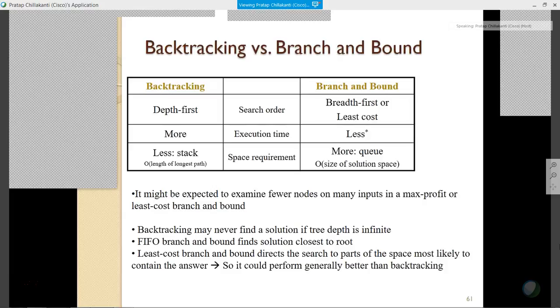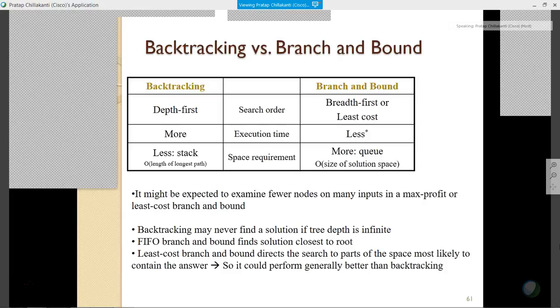Execution time. Branch and bound takes less time. Why does branch and bound take less time than backtracking? If that is the question, what should be your answer? Your answer is because there's a bound. Bound means you are eliminating the non-promising branches of the tree, so you don't have to traverse the whole tree. That is the reason why branch and bound is more efficient than backtracking.